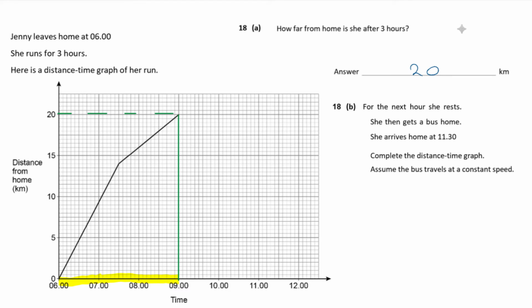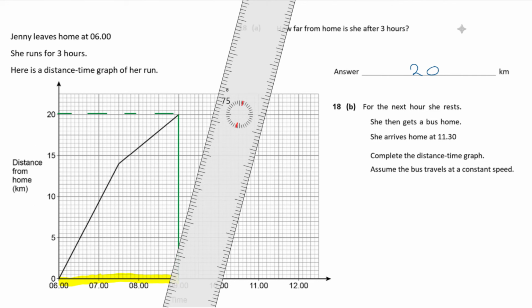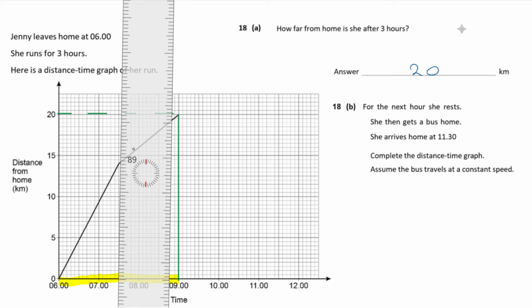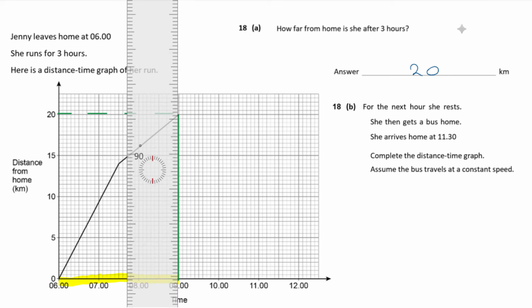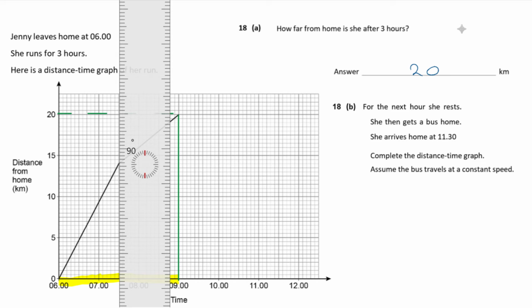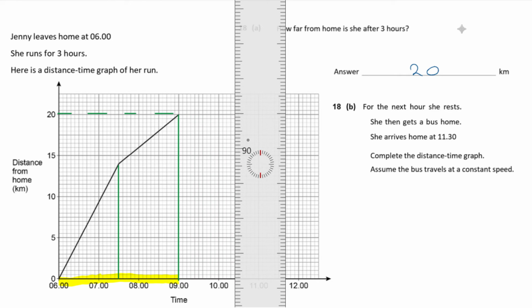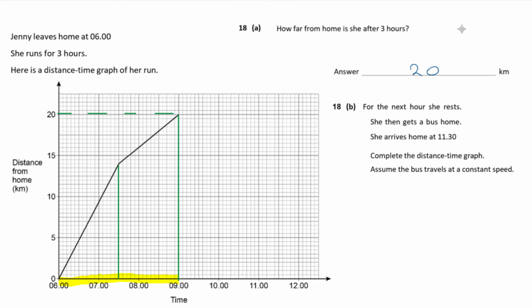she arrives home at 11:30. Complete the distance time graph. Assume that the bus travels at a constant speed. Okay, now we've got two sections to our travel graph already. She starts off at a good running clip here, didn't she? So this is the first stage, and she obviously had lots of energy. It was running nice and fast, and then for the second part of the run, look, she slowed down a bit because the gradient of the line is the speed that you're running at.